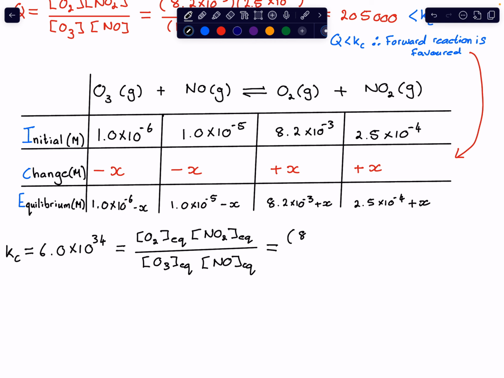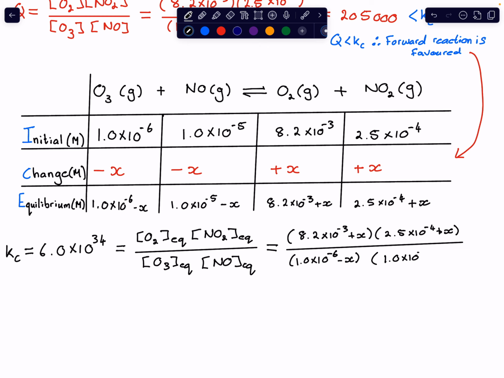So O2 is 8.2 times 10 to the negative 3 plus x. NO2 is 2.5 times 10 to the negative 4 plus x. And ozone is 1.0 times 10 to the negative 6 minus x, and nitrous oxide is 1.0 times 10 to the negative 5 minus x.